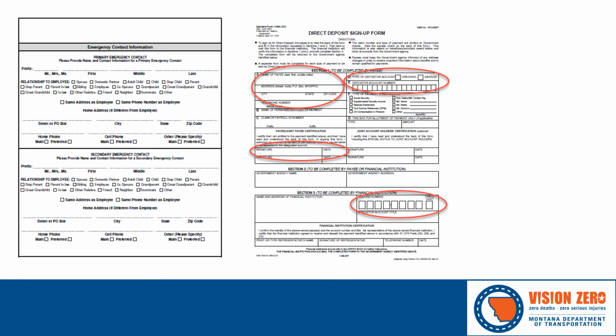The next form is the Emergency Contact Information Form. This is who we would contact in case there was an emergency with you. Please include one valid contact with an address and phone number.